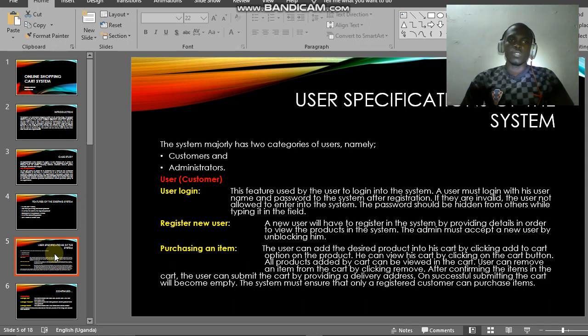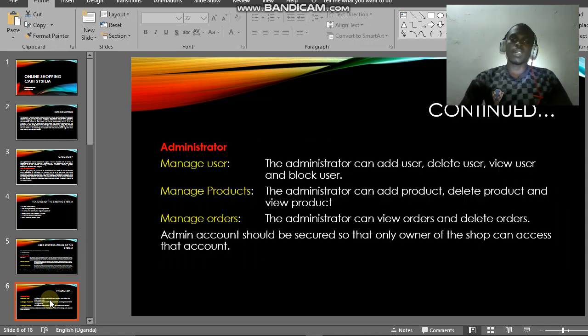These are the user specifications of the system. We have got two users majorly. We have the customers and administrators. The user logs in, can be registered on that system, and the user can also purchase an item. Then the administrator can manage the user, can manage the products, and can also manage orders, as we're going to see.